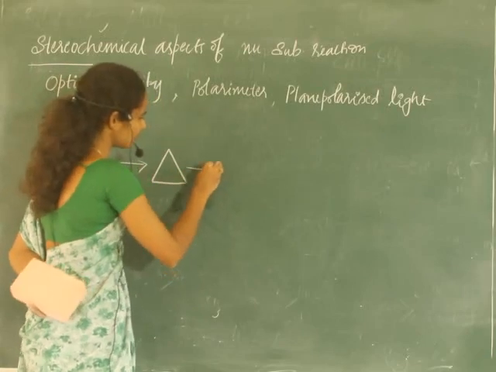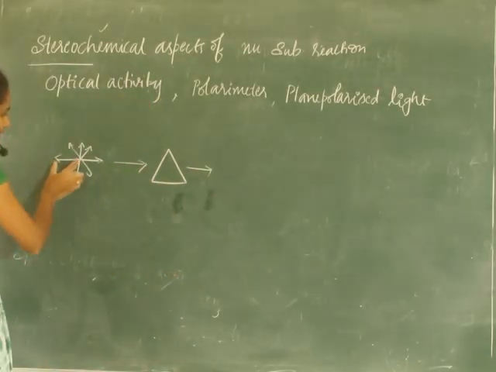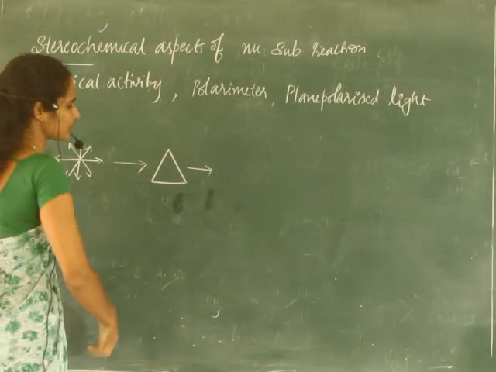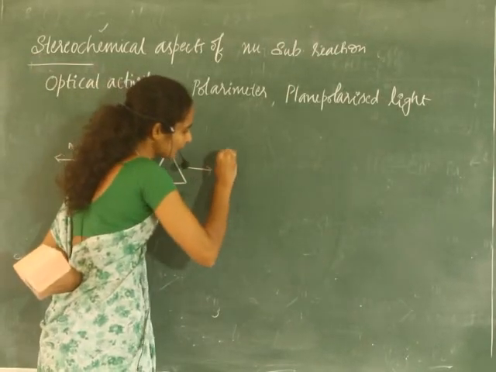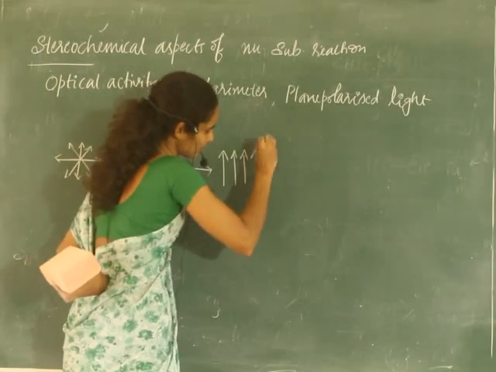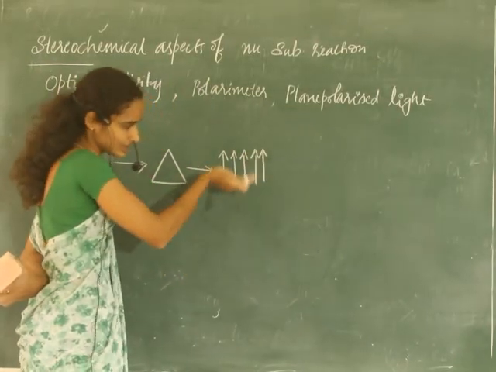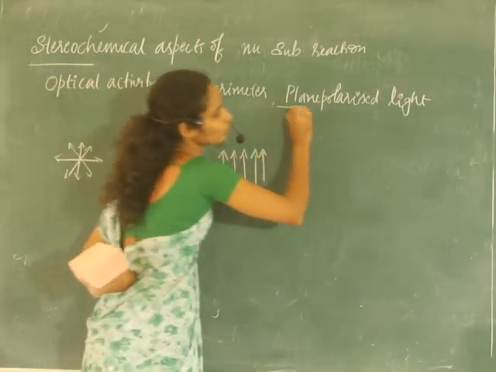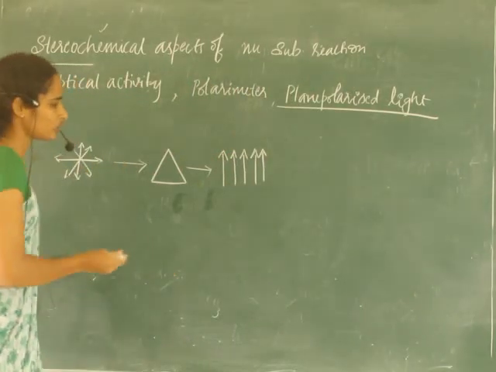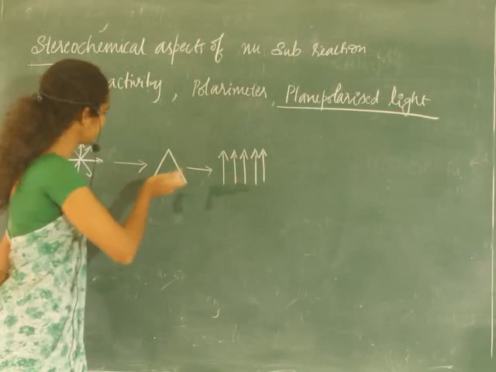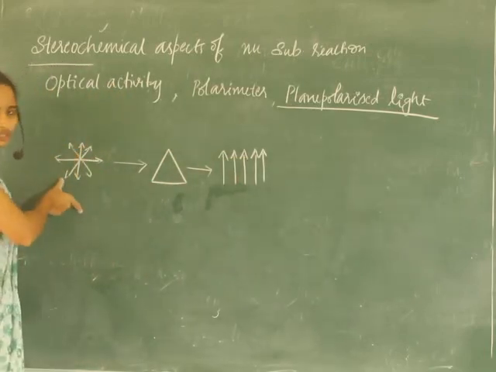Here these light rays are vibrating in different directions, in different planes. On passing through a Nicol prism, we will get plane polarized light like this, which will vibrate in a single plane. This is plane polarized light. It will vibrate in a single plane. The direction will be single, whereas here it is in different directions.